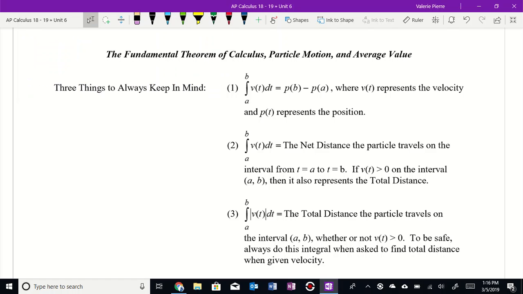Unit 6, pages 195 to 197: the fundamental theorem of calculus, particle motion, and average value. There are 3 things to always keep in mind. First, the integral from a to b of v of t dt equals p of b minus p of a, where v of t represents velocity and p of t represents position. So this is just a restatement of the fundamental theorem.